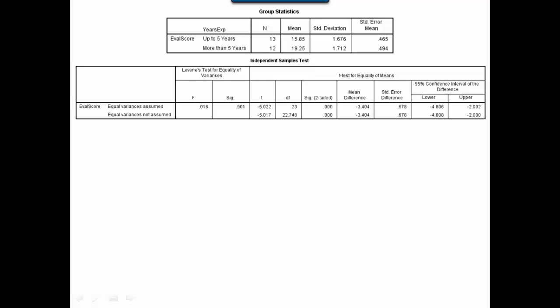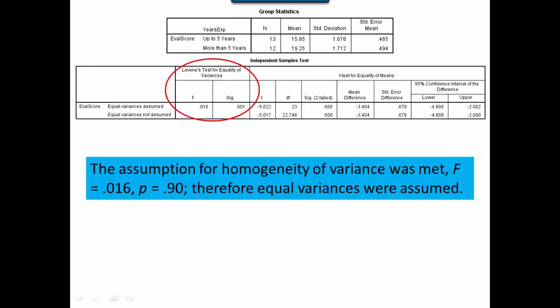Next, I'm going to report on the assumption of homogeneity of variance. The regents may not expect this, but your professor does. Here's an example of how it can be reported. The assumption for homogeneity of variance was met. F equals 0.16, P equals 0.90. Therefore, equal variances were assumed.